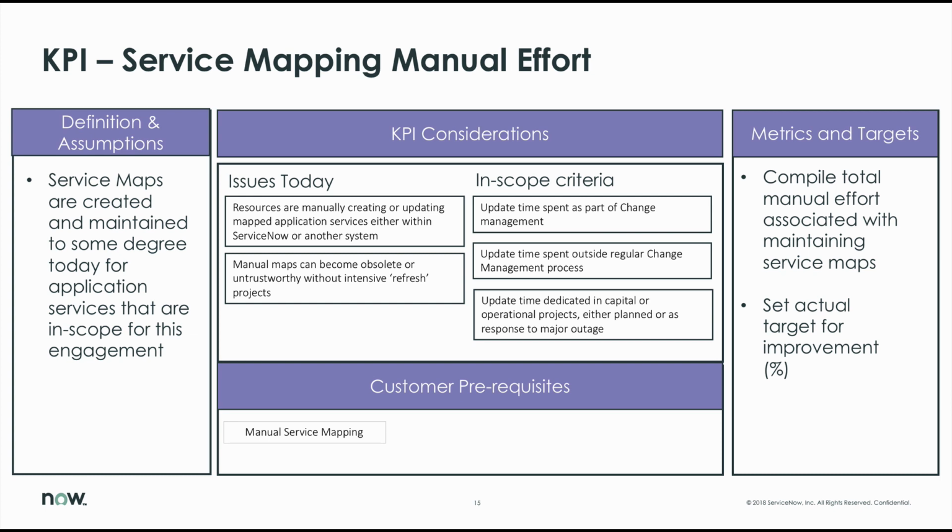You can then run a very simple calculation. You can compile your total manual effort associated with maintaining those maps. Again, you can set an actual target for improvement. You should see a significant improvement, and you should also have more accurate maps. Once these are mapped and automatically maintaining themselves, you're going to see a lot of improvement in this area. It's great to track it and report on that.